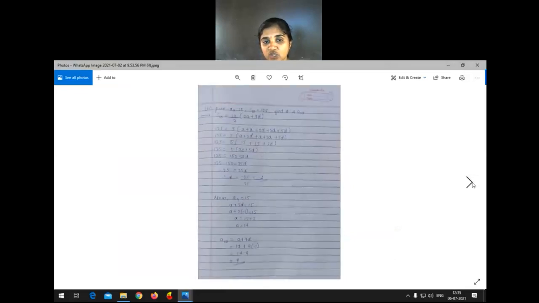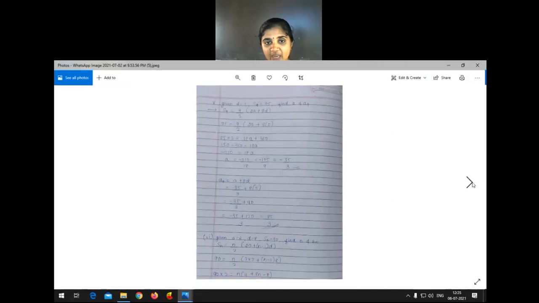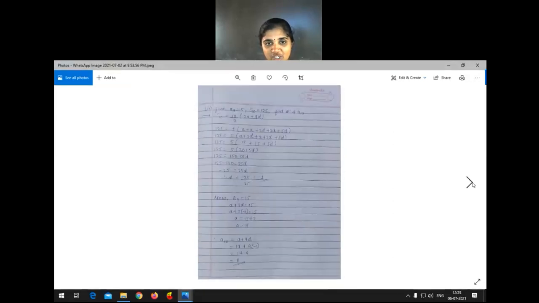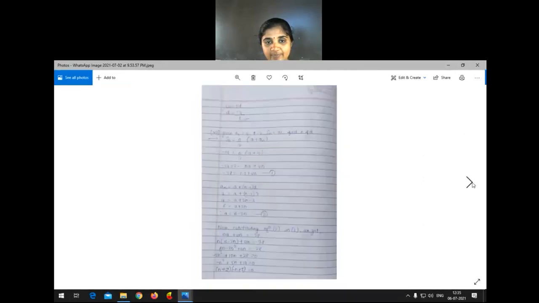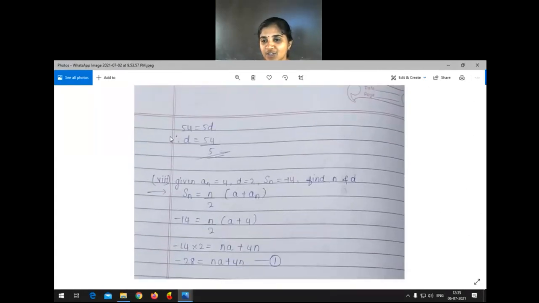Where is our next page? We'll search for our next page. This is our continuation part. So in the LHS we have 54, and on the RHS 5d. Therefore d is equal to 54 divided by 5. What did we get as the difference? 54 by 5 is the difference.